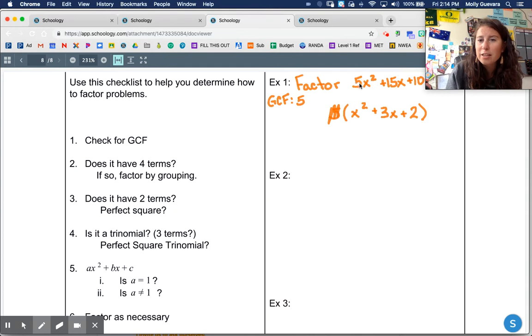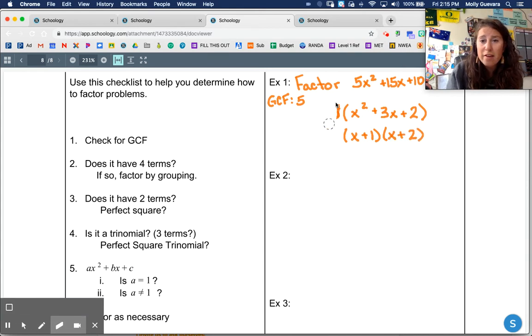So I'm not looking at the original a, I'm looking at the factored a. A is 1, so this should be pretty quick. I just want two numbers that multiply to 2 and add to 3. The only two numbers that multiply to 2 are 1 and 2 and -1 and -2. And since I want it to add to +3, it's going to be +1 and +2. So I have x plus 1, x plus 2.